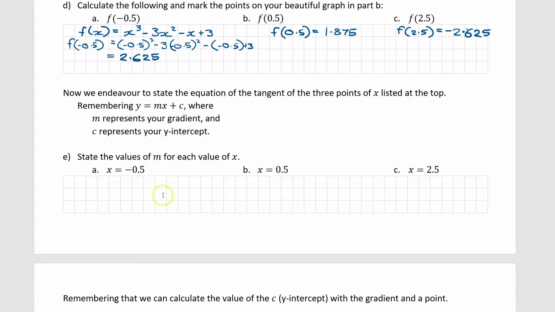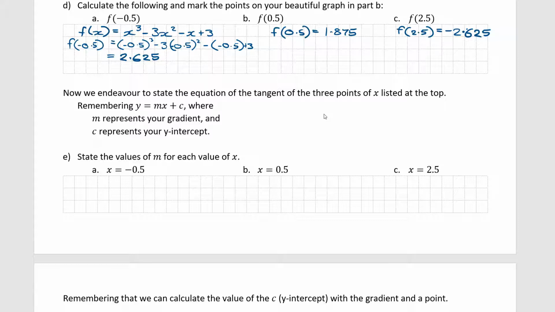Our next part is, now we endeavor to state the equation of the tangent at the 3 values of x listed at the top, remembering that y equals mx plus c, where m represents your gradient and c represents your y-intercept. State the values of m for each value of x. So this question sounds like we've got a bit of work to do, but in actuality, it's already done for us.